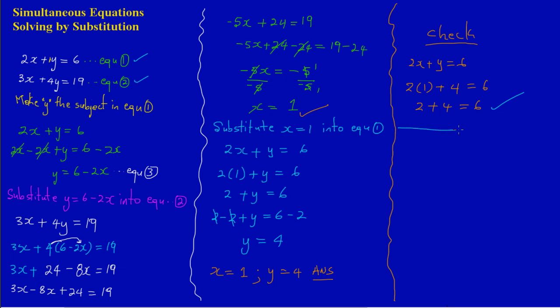Now let's try equation 2 to see if it really works. Equation 2 states that 3x plus 4y is equal to 19. Now what is x? X is 1, so you're going to say 3 open bracket 1, and, oh my bad, I should have a 4y there, plus 4 times 4 is equal to 19. Now 3 ones are 3 plus 4 times 4, that's 16, and it's very clear that 3 plus 16 is equal to 19. So again, we're good to go, and it's that easy.